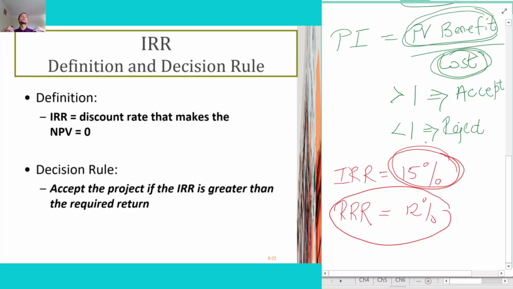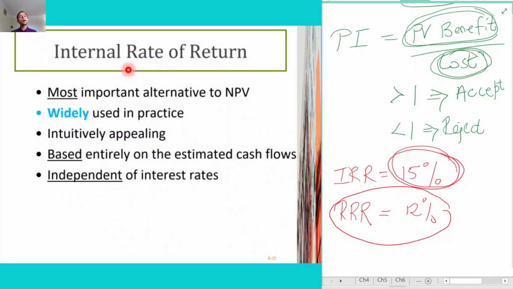Anything that gives you more return is always better. More return is always better than less return, right? So here it's simple, very intuitive. Whatever the return the project is generating, if that is more than what we want, accept that project. Otherwise, reject the project. IRR is the most important alternative to NPV.